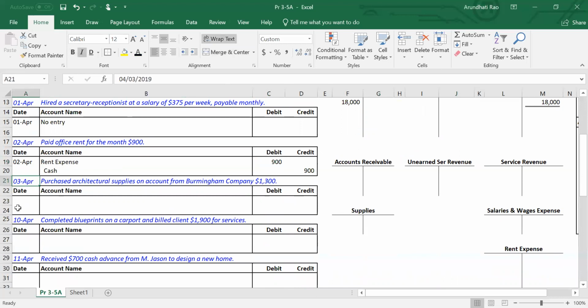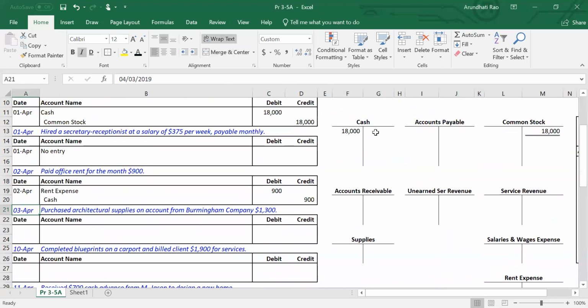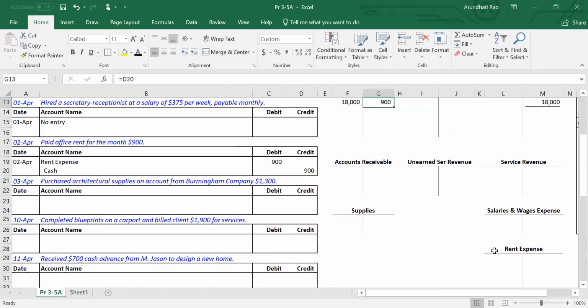On April 3rd, let's do the batch posting, sorry. I will credit cash $900, and I will debit rent expense $900. Now let's look at the next transaction.